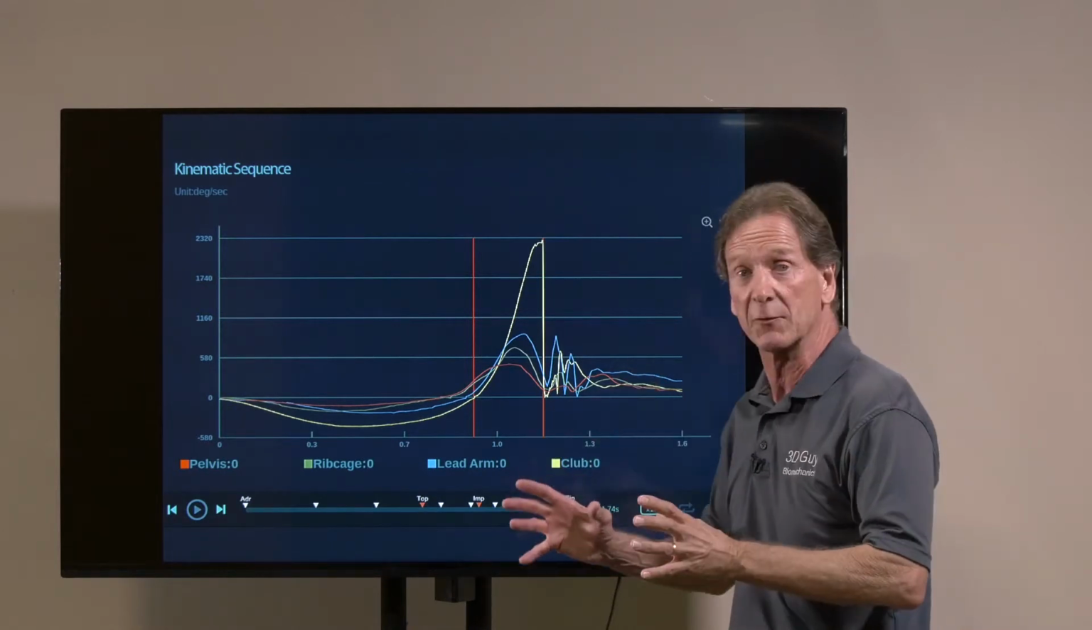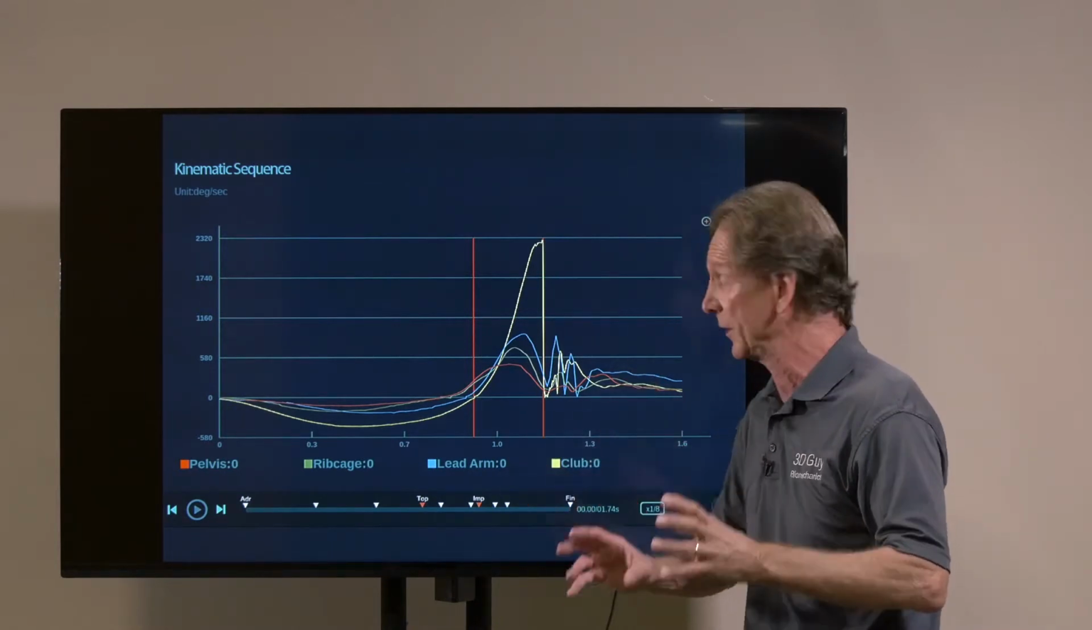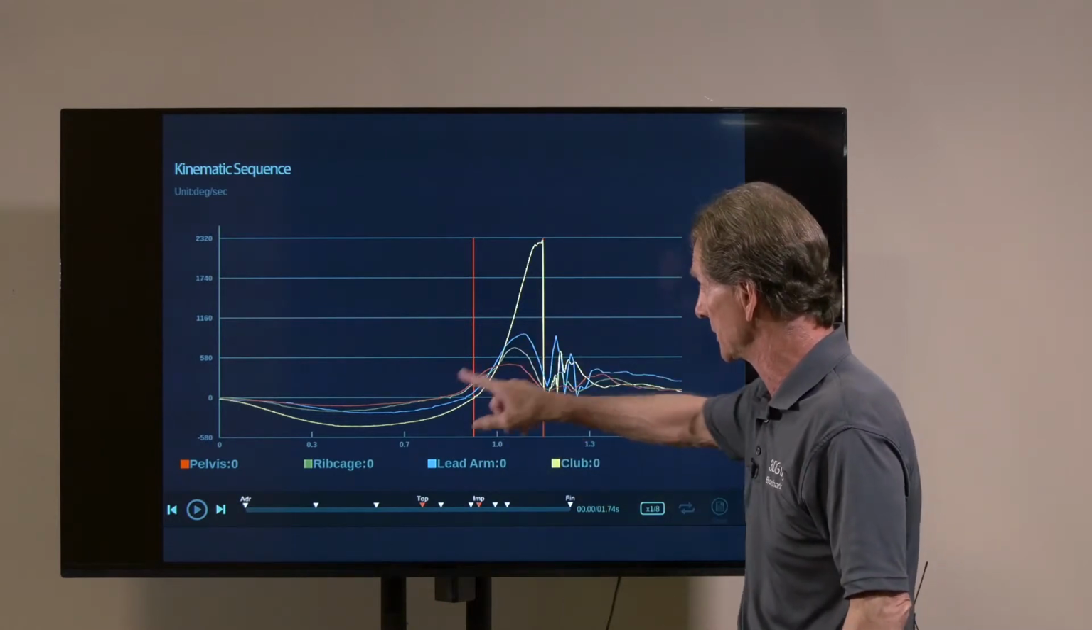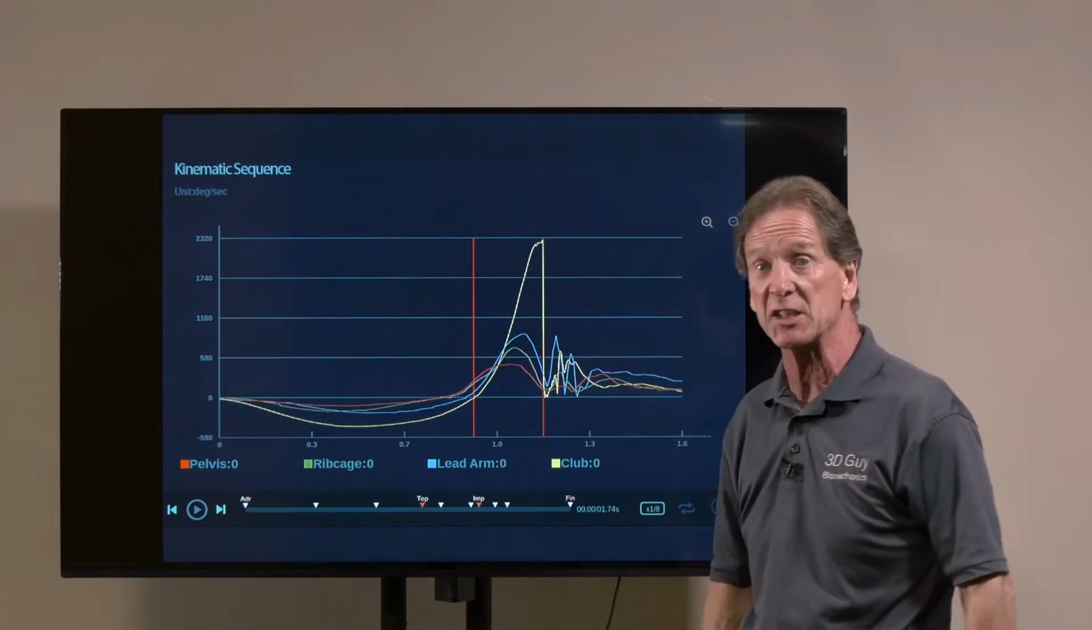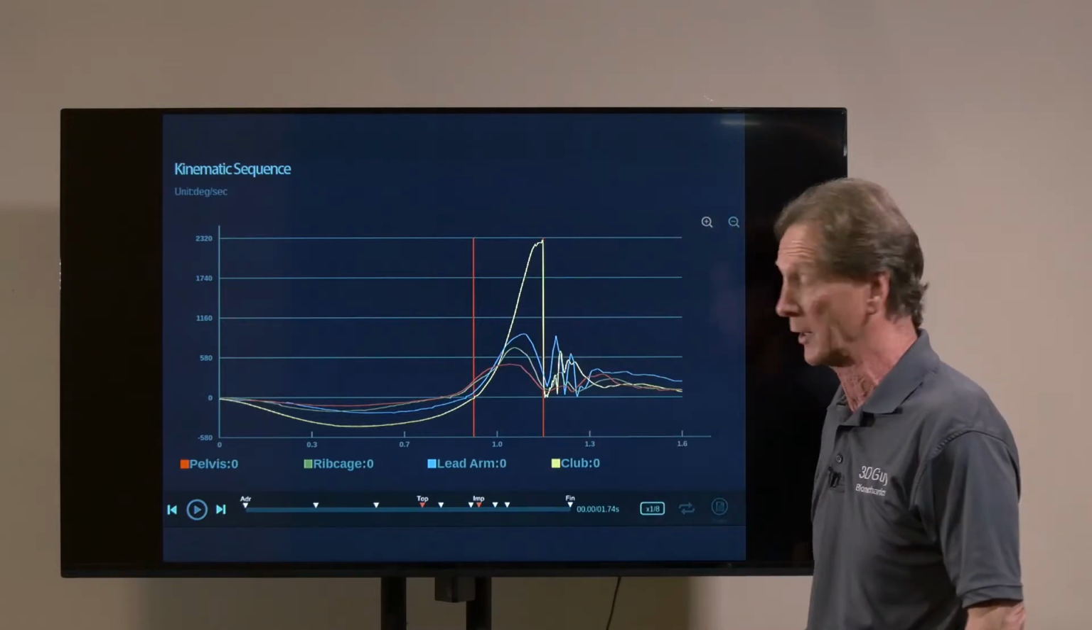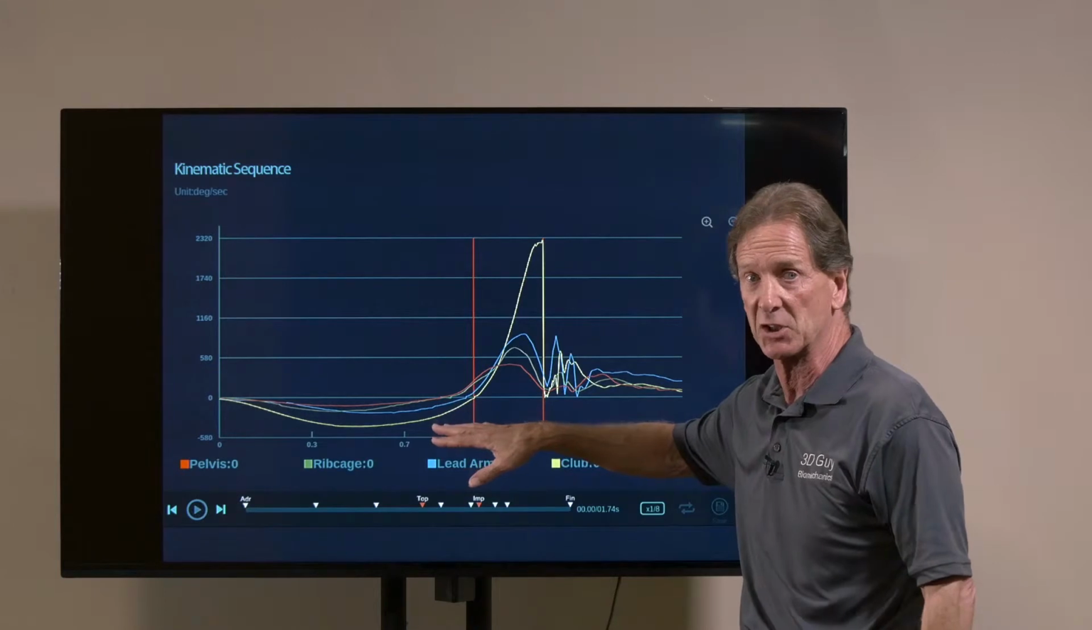So what can we gain from this graph? Well, there's some very important things specifically about transition, which is this area of the graph, and the downswing acceleration, deceleration order, or the peaking order. So let's talk about the transition first.